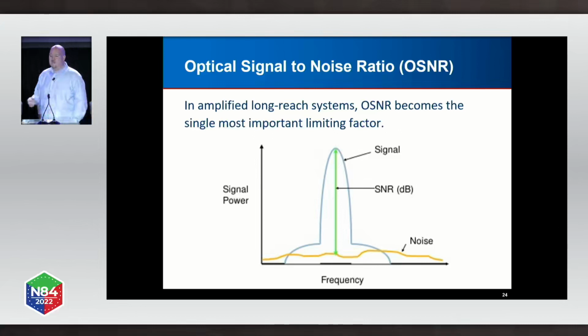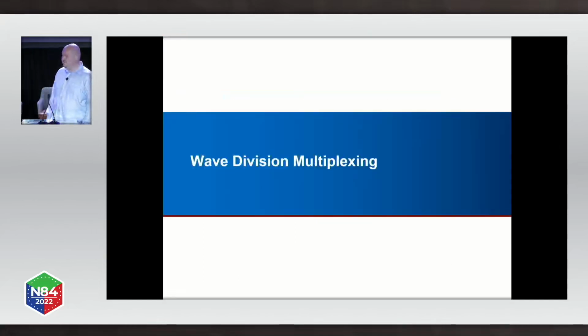If you look at modern long-haul systems, OSNR is really the single most limiting factor. It's the thing that you care about the most, and it's the thing when you're designing your transmission system that you're really trying to optimize. I'll talk more about that when we get into signals.